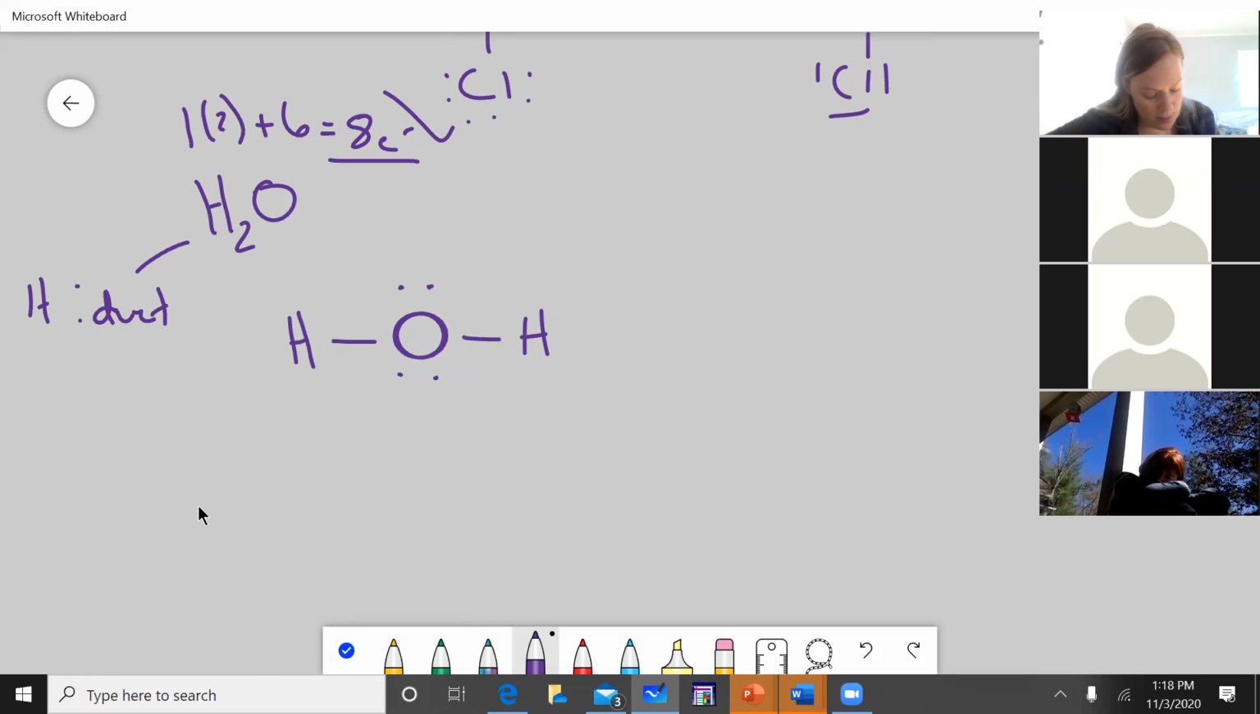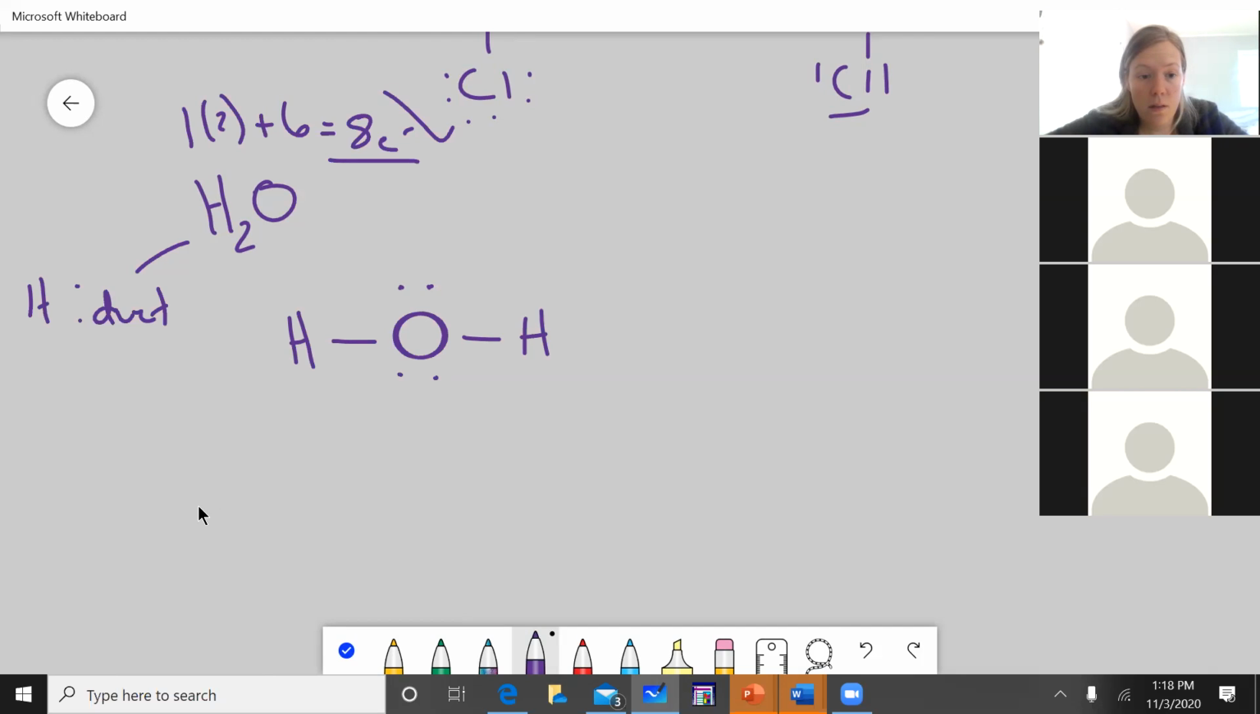Any questions on those 2 so far? And how we're doing these Lewis dot structures, or where I'm getting those valence numbers from? I have a question about the dipoles. Yeah, what's that?